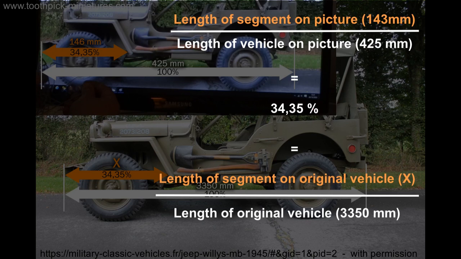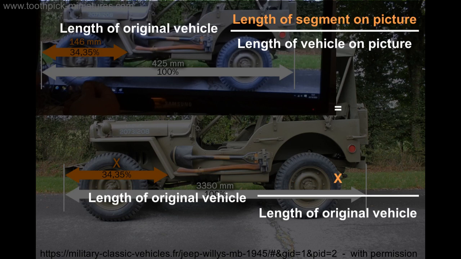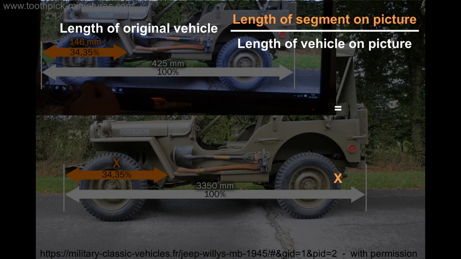Reference sources like Wikipedia or specialized books can provide us with the length of the original vehicle. For the Willys MB, it is 3.35 meters or 3,350 millimeters. What we don't know yet is the length of the segment on the original vehicle. This is the unknown x for which we will now solve the equation. If we multiply both sides of the equation with the length of the original vehicle, we obtain x equals the length of the segment on the picture multiplied by the length of the original vehicle and divided by the length of the vehicle on the picture.